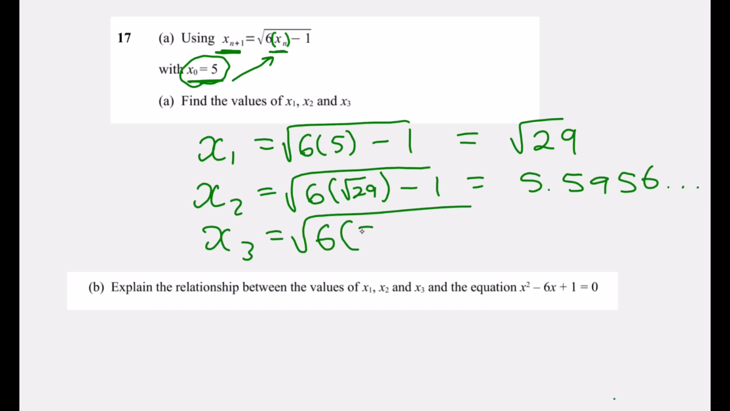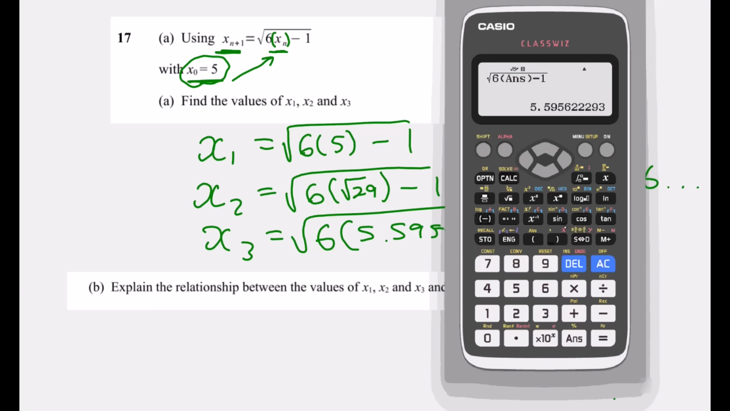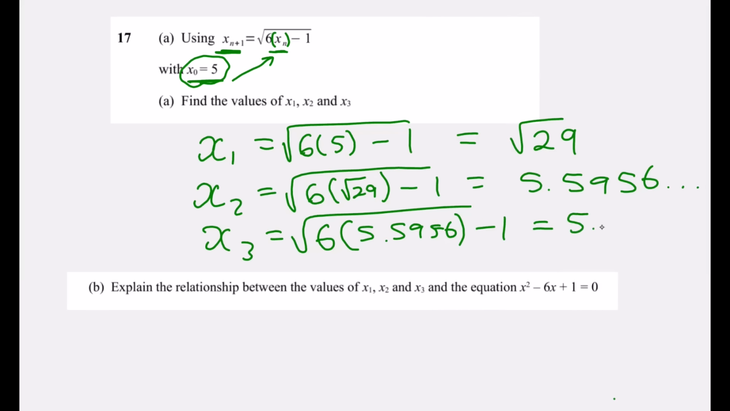So it's the square root of 6 times the 5.5956, take away 1, the square root of 6 times my previous answer, take away 1. And again, the calculator will just take the answer. I've got 5.7073. And they are my answers.